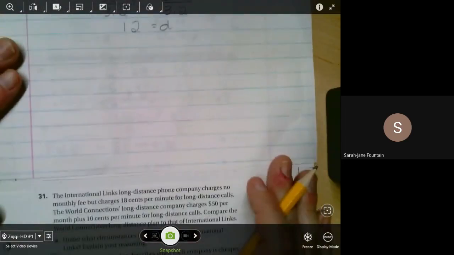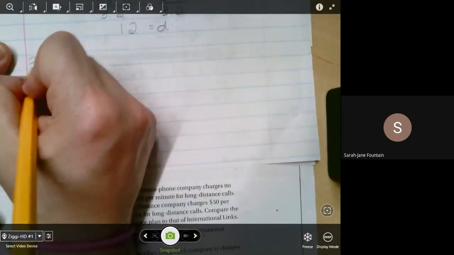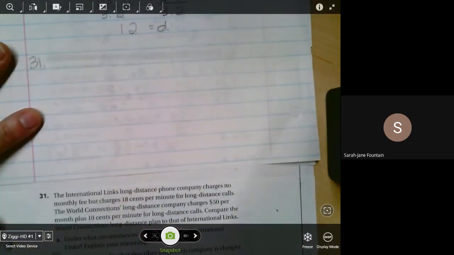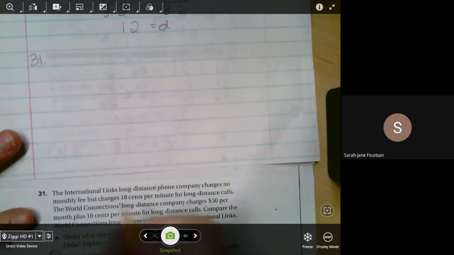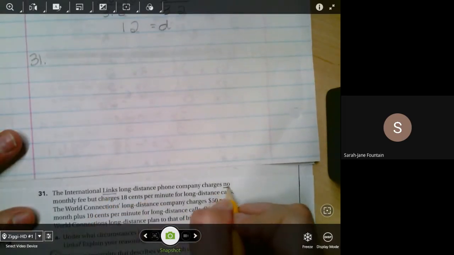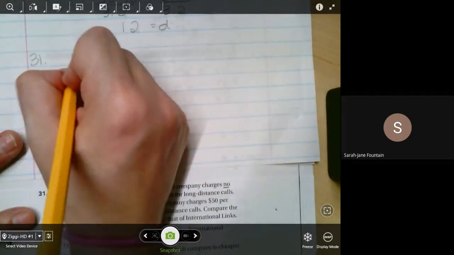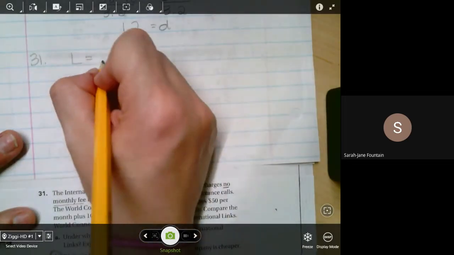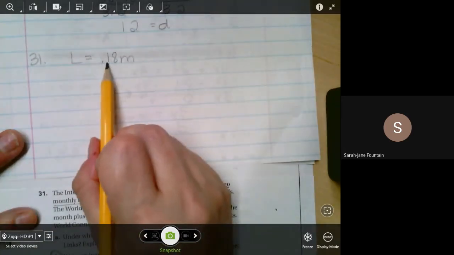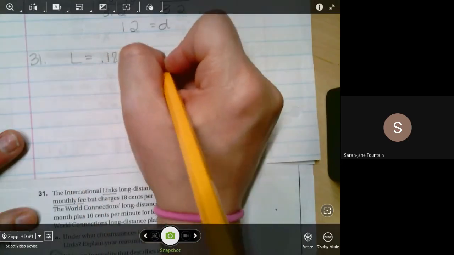And lastly, number 31. The International Links Long Distance Phone Company charges no monthly fee. So Links, no monthly fee. But charges 18 cents per minute. So I know that 0.18 is going to be my slope. M is going to be my X because it's 18 cents per minute. And then my B, it's 0 because there's no monthly fee, so there's no flat rate.